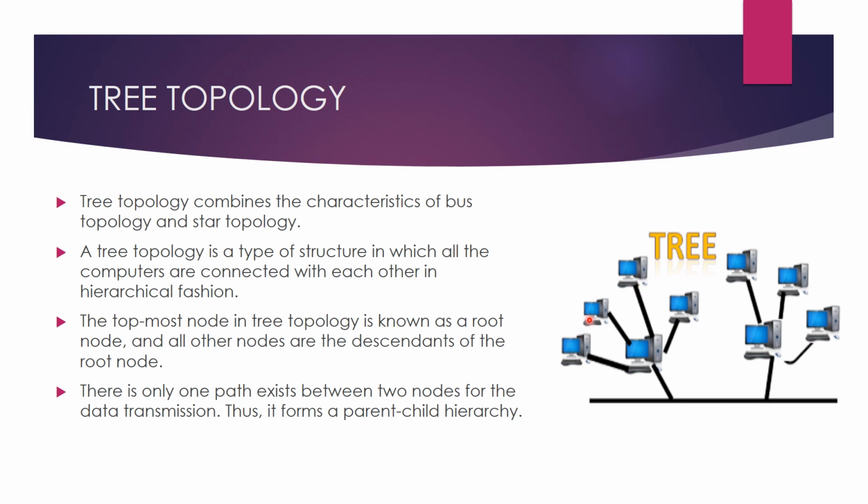As you can see, this is the root node, the topmost node, and the rest of the nodes are descendants. All the nodes are connected in the form of a tree, and it looks like the branches of a tree. There is only one path between two nodes for transmission. Thus, it forms a parent-child hierarchy. As you can see, this can be a parent and this can be a child. This can be a parent and this can be a child, but definitely this is going to be a parent, and these four are its children.